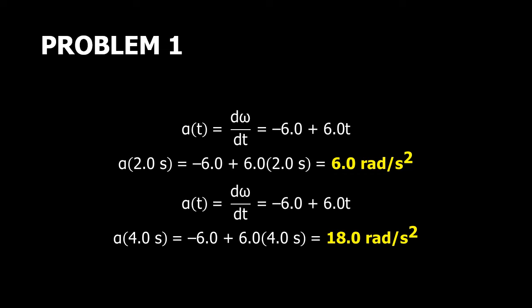So dito, negative 6 plus 6 times 2, that will result to 6 radians per second squared. So take note, radians per second squared is our SI unit for angular acceleration. And then, i-substitute naman natin yung 4 dito. So, alpha 4, negative 6 plus 6 times 4. So, that's negative 6 plus 24. And that will be 18 radians per second squared.